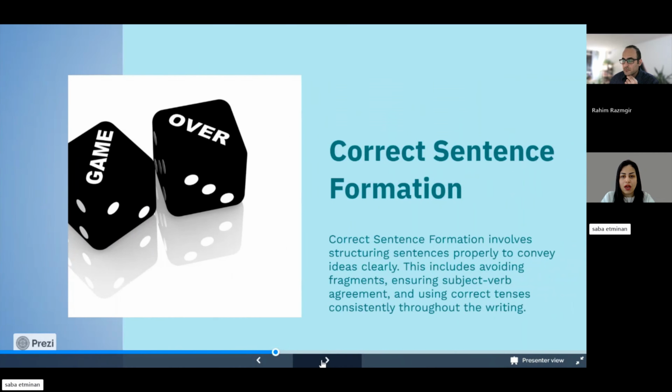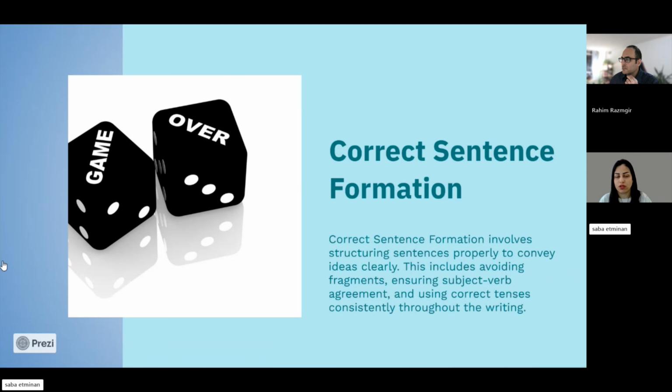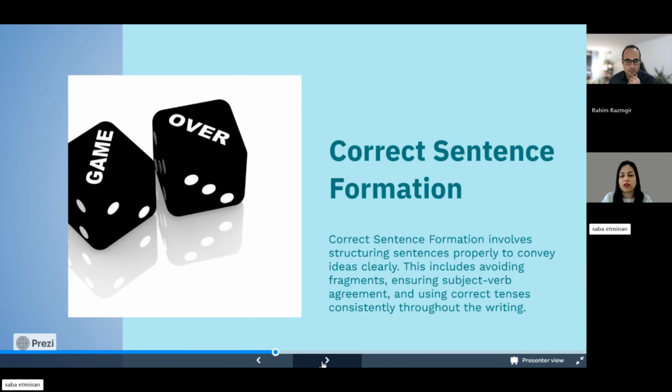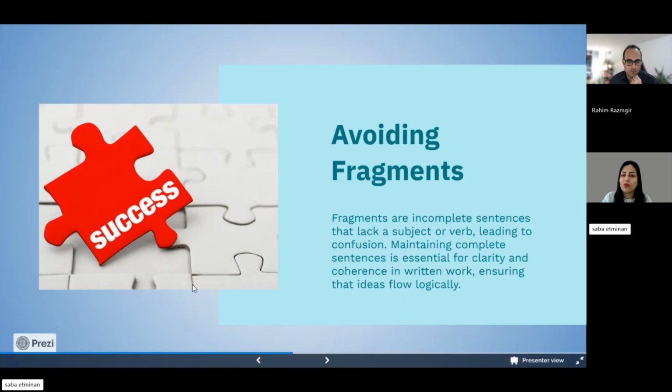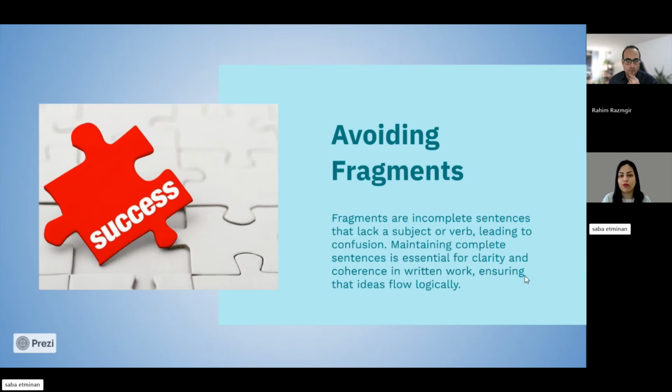And now, first let's talk about correct sentence formation. Correct sentence formation involves structuring sentences properly to convey ideas clearly. You see how much we emphasize clarity of the sentences. I mean, any confusion should be avoided. This includes avoiding fragments, ensuring that subject-verb agreement is okay, and using correct tenses consistently. Something that I see is that lots of students have a lot of problems using the correct tenses throughout the writing. And okay, now we want to say what fragments are, that we want to avoid.